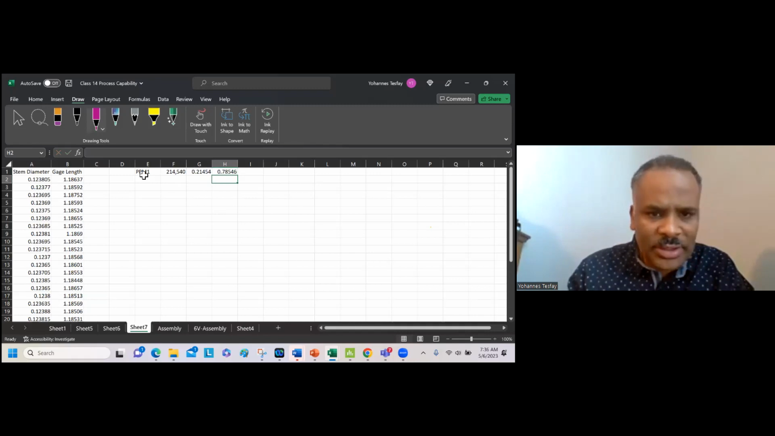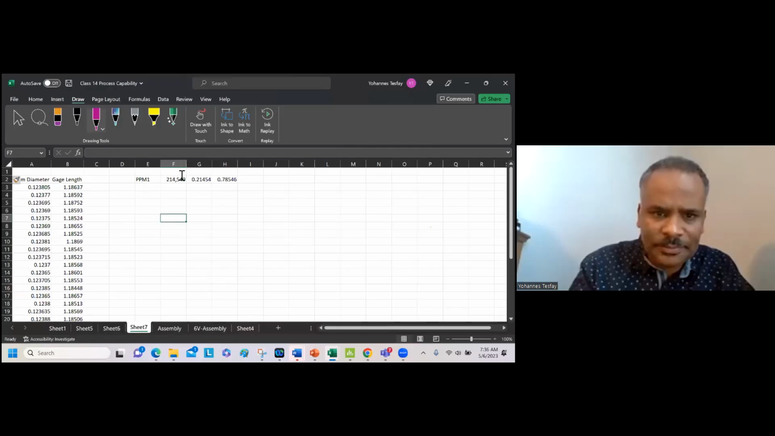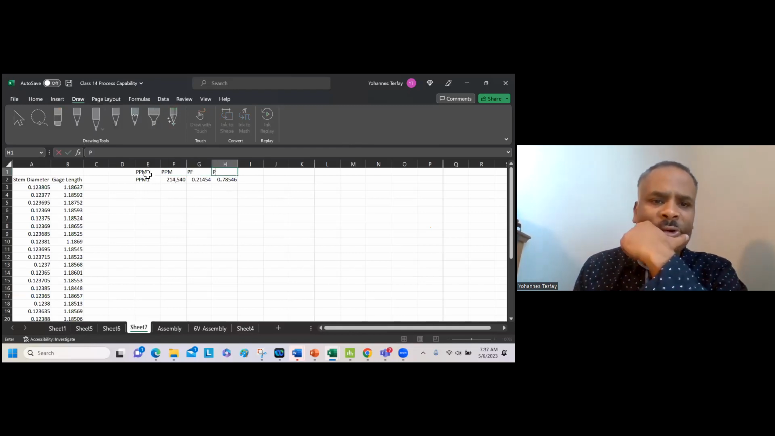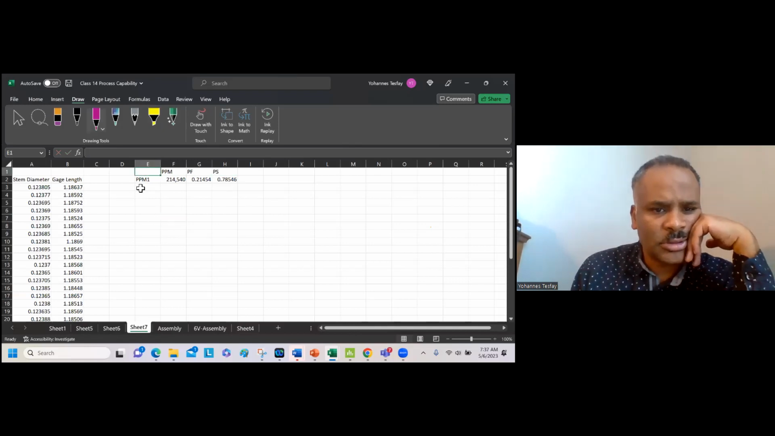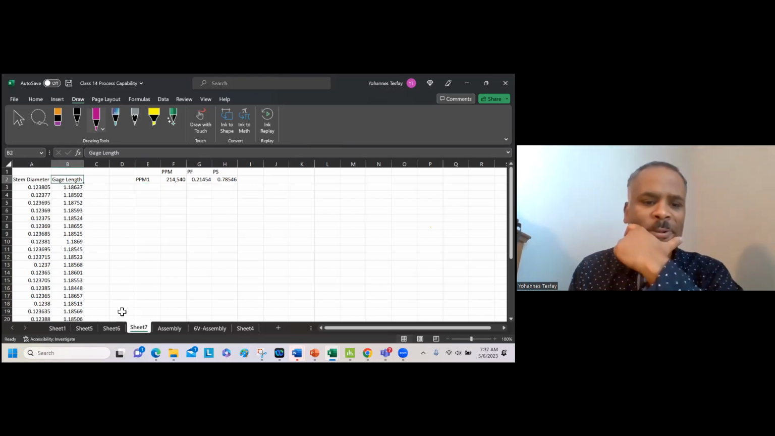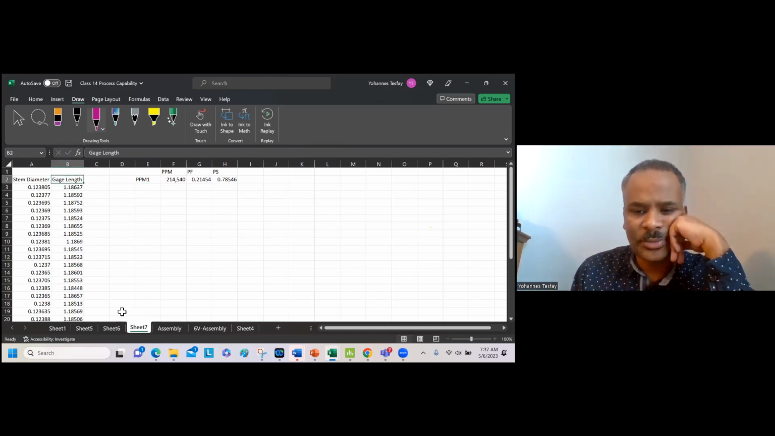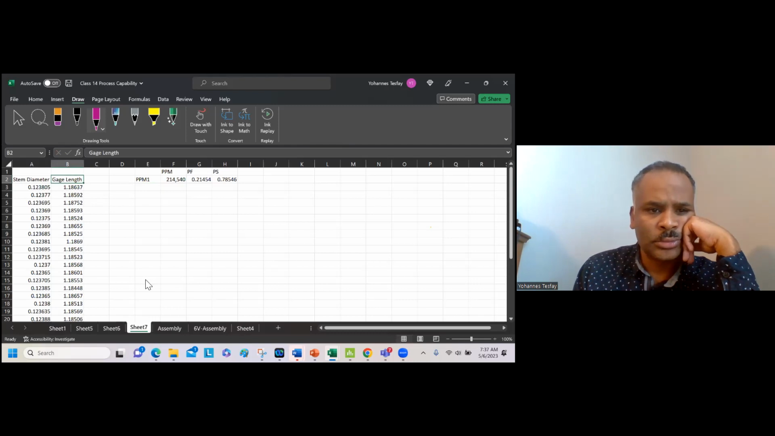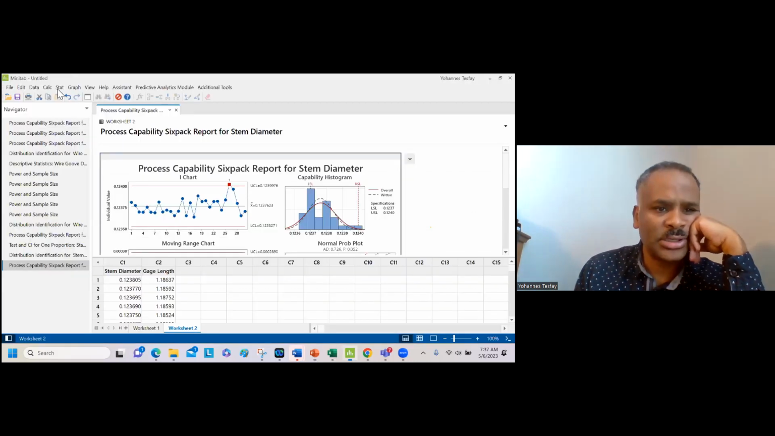Insert. So this is the ppm, and this is the probability of success, just like that. So we're gonna take those, then I'm gonna go again. I'm gonna do the same thing for the gauge lengths. First, what I'm gonna do for the gauge lengths: start, go to tools and identification.